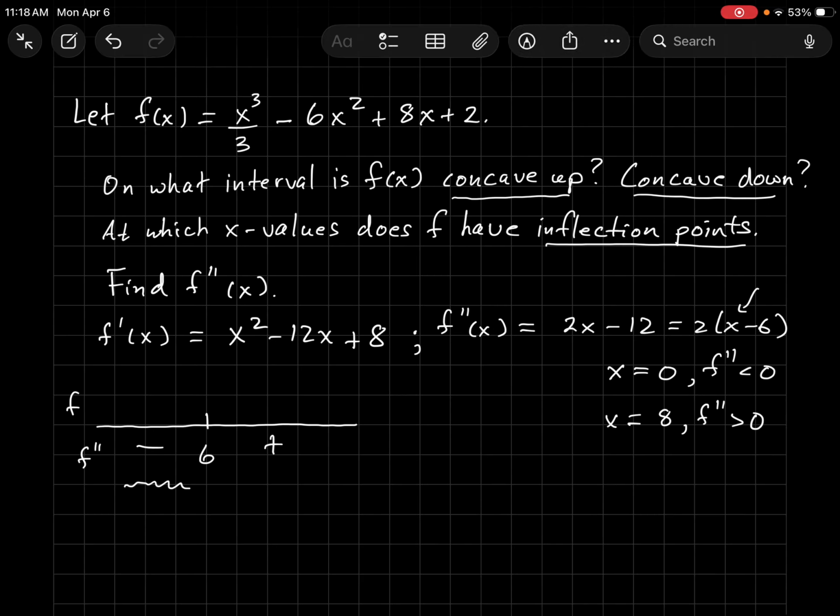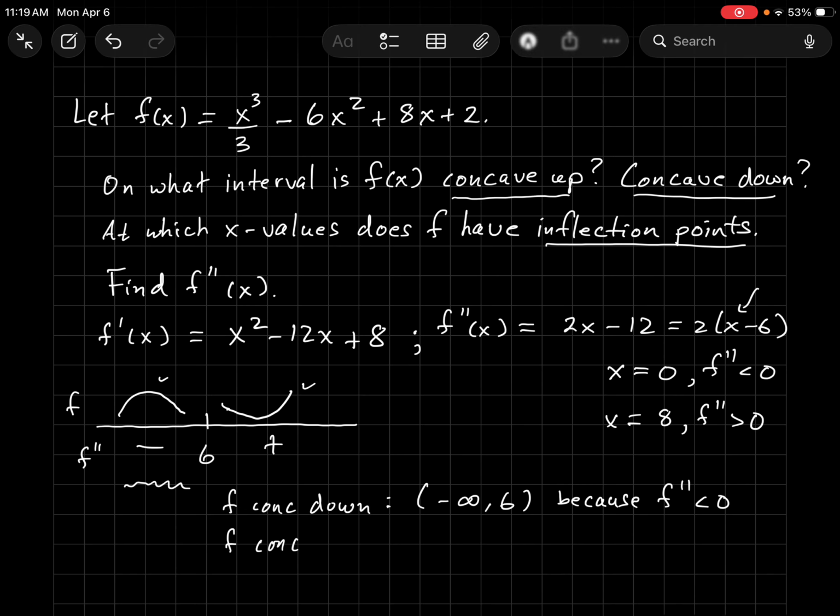So on the first interval, I could see that f is concave down. And the next interval, I see that f is concave up. So I like to draw these shapes, kind of a frown and then a smile like this. So where is f concave down? I'll abbreviate as conc down. Very easy to see. From negative infinity to 6. Why? Because f double prime is negative. F is concave up. Where? Well, from 6 to infinity, because f double prime is positive.